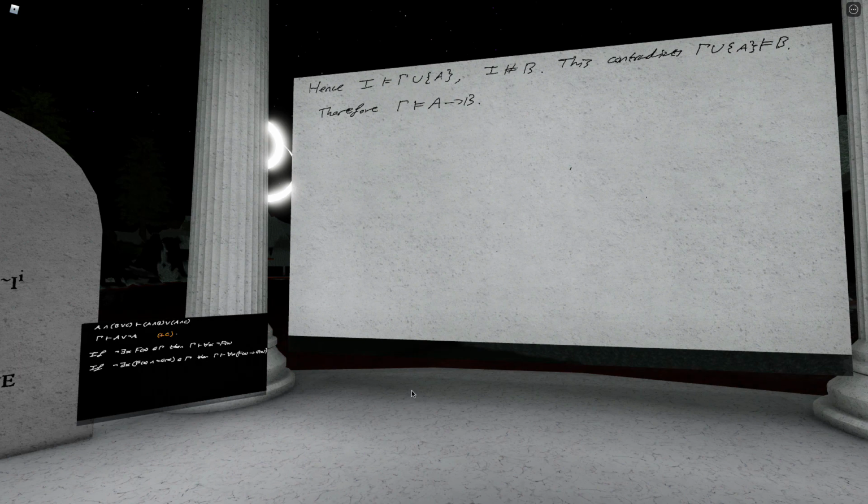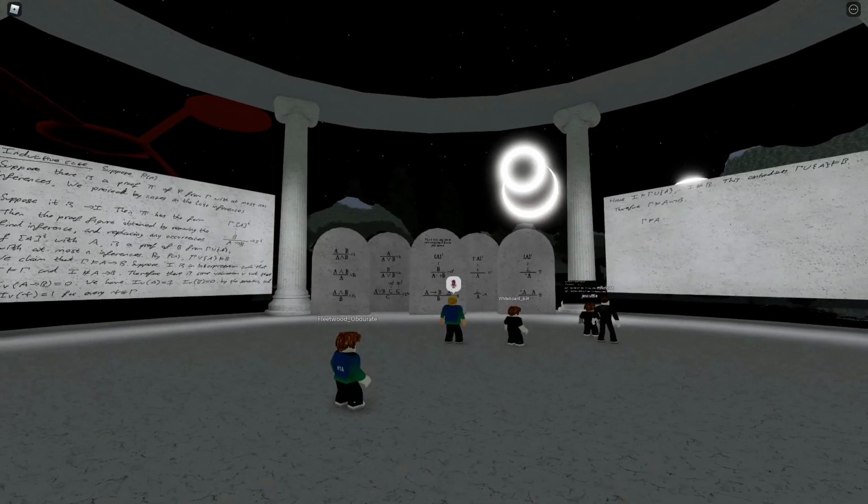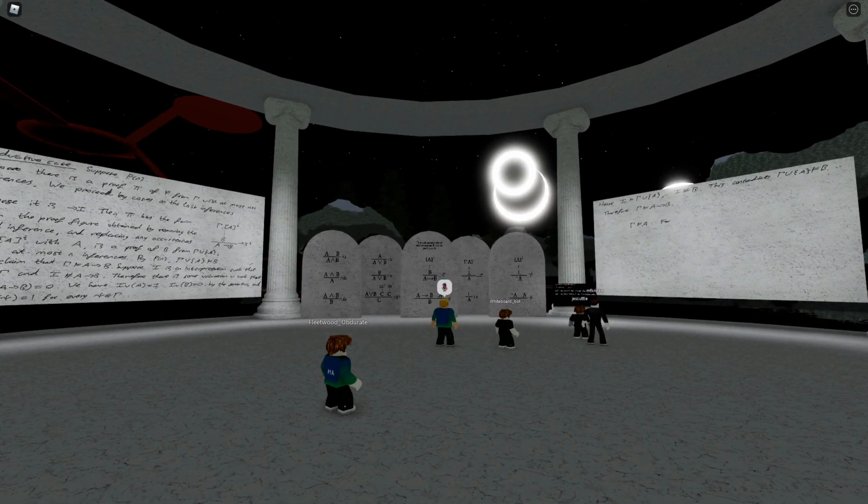Okay, so this statement gamma entails A says, for any interpretation, I'm not talking about gamma here, I'm just talking about I. The statement that I models A says that for every valuation V, I with V of A is equal to 1.